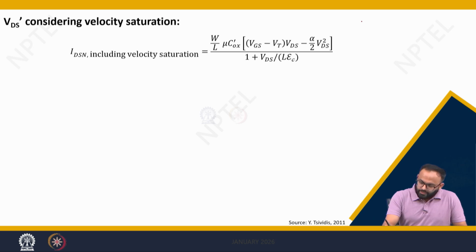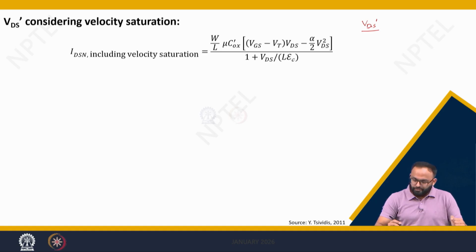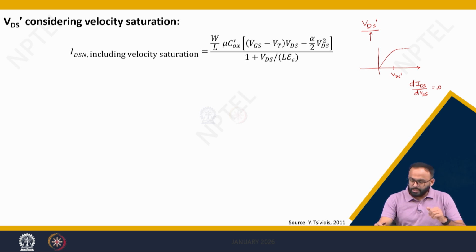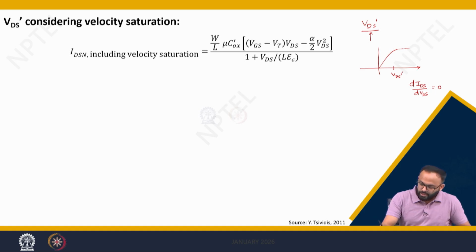Now, let us see how we can calculate Vds dash including the velocity saturation effect, where we have already defined that Vds dash is nothing but the voltage value where the transition from saturation to non-saturation or from non-saturation to saturation occurs. In our classical definition, we define Vds dash as dIds divided by dVds equals 0, meaning when the slope of drain current with respect to drain voltage is equal to 0, we define that value as the saturation boundary from where the current enters from non-saturation to the saturation region.